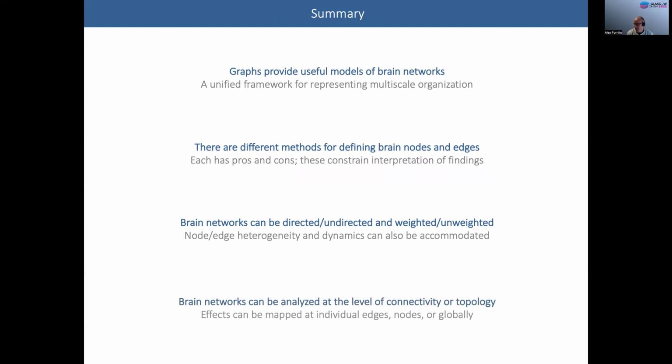And brain networks can be analyzed at the level of either connectivity or topology, and we can map effects at the level of individual edges, nodes, or more globally, as you'll begin to hear about in the other talks.